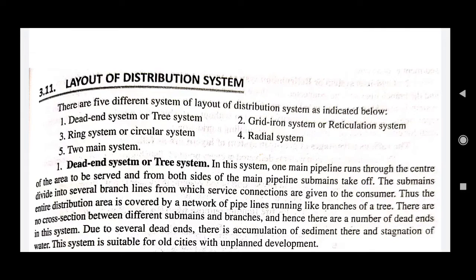Hello students. In the last lecture we were discussing the different types of distribution reservoirs and how they are located and how they are placed, right? In this lecture we will discuss the layout of the distribution system, that is the system with which the water is supplied into a locality or into a city which it is expected to serve, right?